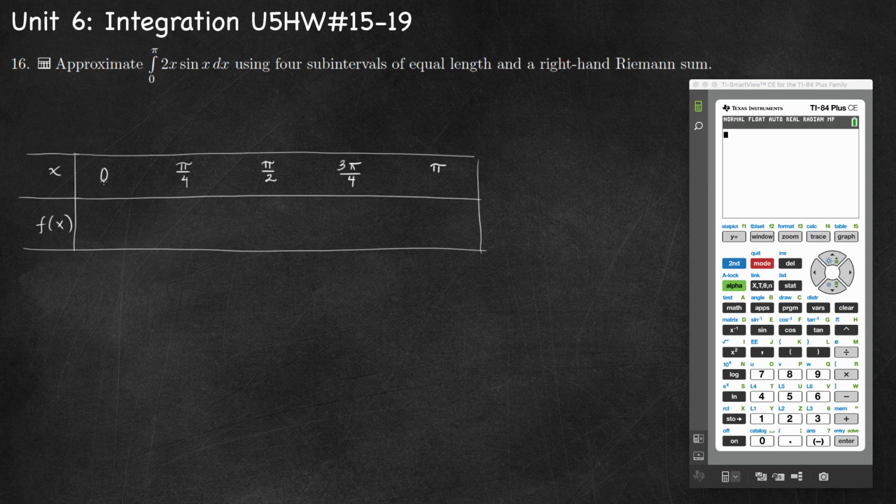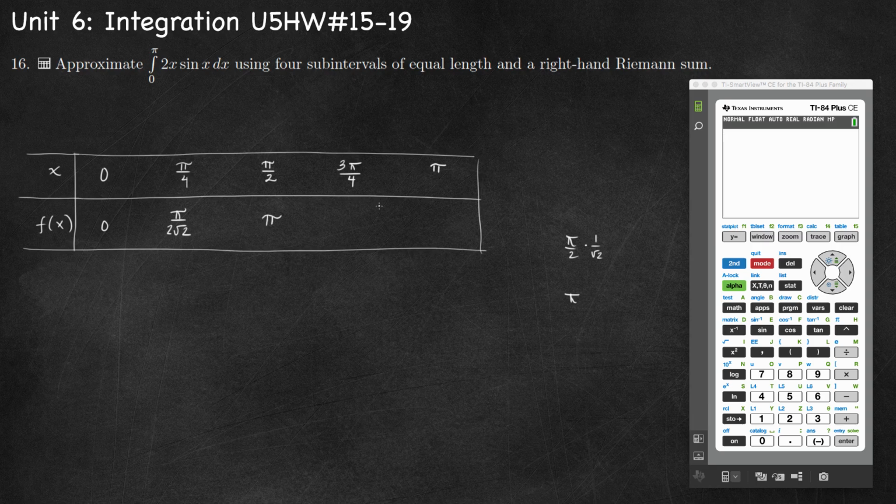So when x is 0, 2 times 0 times the sine of 0 is just 0. 2 times pi over 4 times the sine of pi over 4. Well, the sine of pi over 4 is 1 over root 2. I might have to do some side work over here. So I have 2 times pi over 4, which is pi over 2, times the sine of pi over 4, which is 1 over root 2. So I have pi over 2 root 2. Okay, then at pi over 2, I have 2 times pi over 2, which is just pi, times the sine of pi over 2, which is 1, so that's just going to be pi.